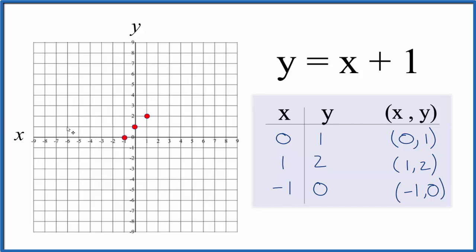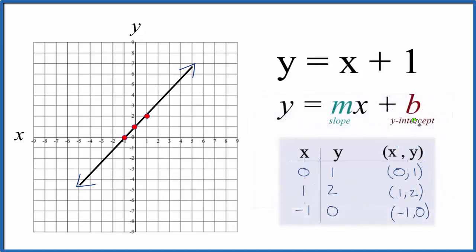And these are the 3 points that we could draw a line through to have the graph for y equals x plus 1. Let's do that. And then let's put arrows on the end to show that our line here goes to infinity. So now we can check our work with the slope-intercept formula.